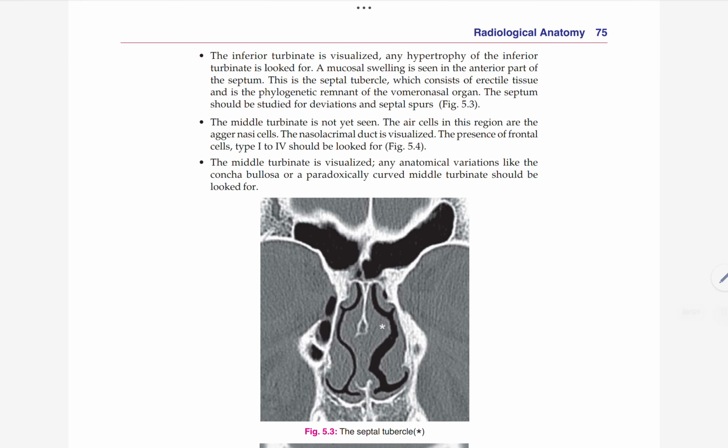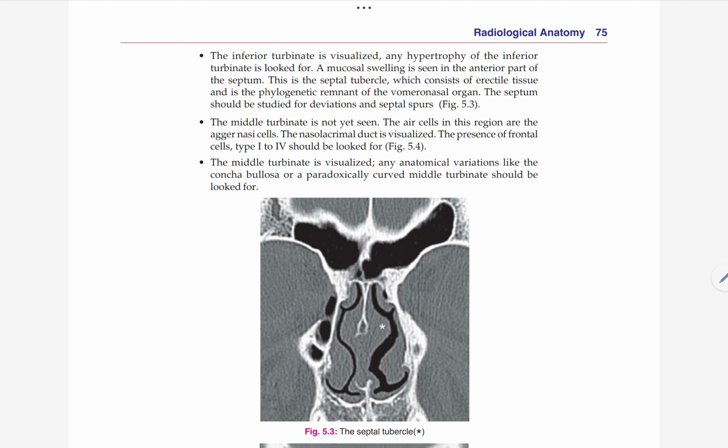The inferior turbinate is visualized. Any hypertrophy of the inferior turbinate is looked for. A mucosal swelling is seen in the anterior part of the septum. This is the septal tubercle, which consists of erectile tissue and is a phylogenetic remnant of the vomeronasal organ. The septum should be studied for deviations and septal spurs.